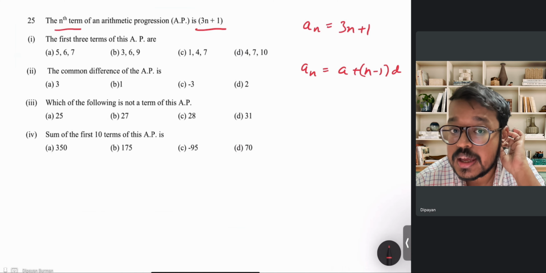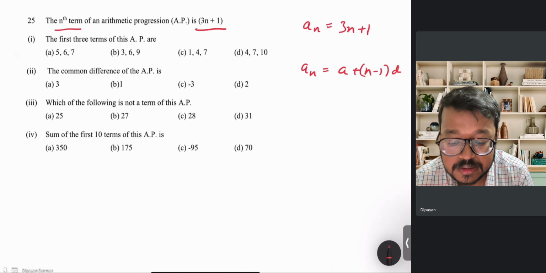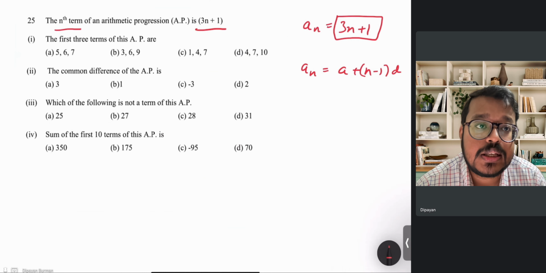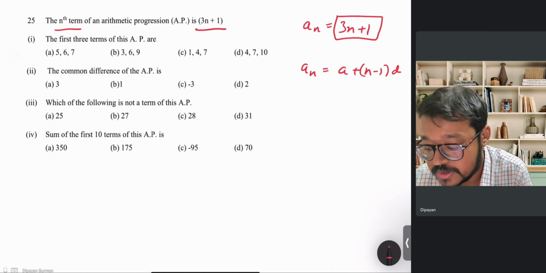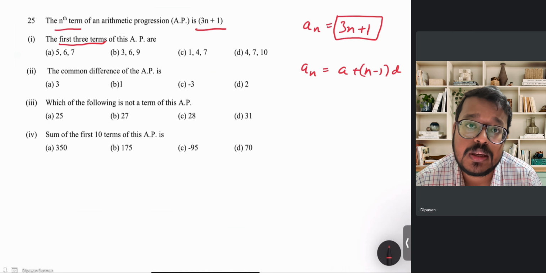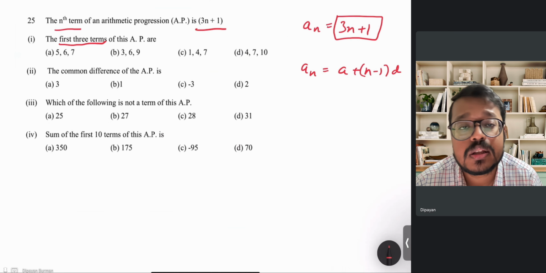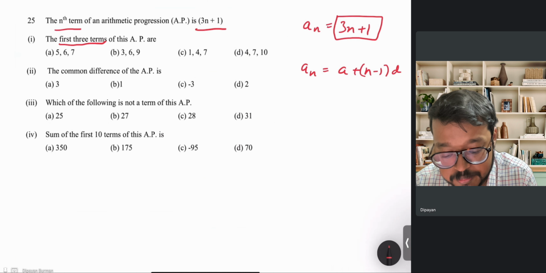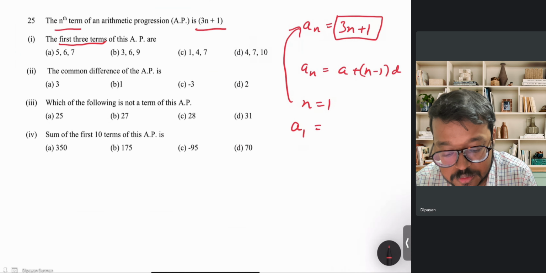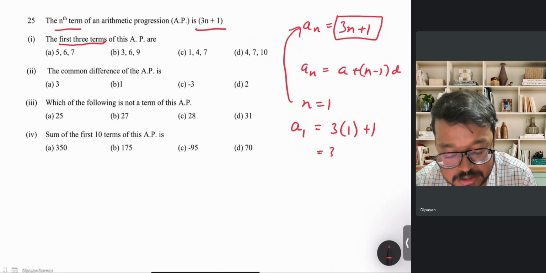So now, if I already know an expression that the nth term of this AP will be some expression like 3n plus 1, if I substitute some value of n, that will give me the value of that nth term. So suppose the first question is asking, find the first 3 terms of the AP. So the first term of the AP, if I plug in n equals to 1, that's the meaning of first term. So if I put n equal to 1 in this expression, I will get a1 or just a, same thing. That is equal to 3 into 1 plus 1. That is 3 plus 1, that is 4.